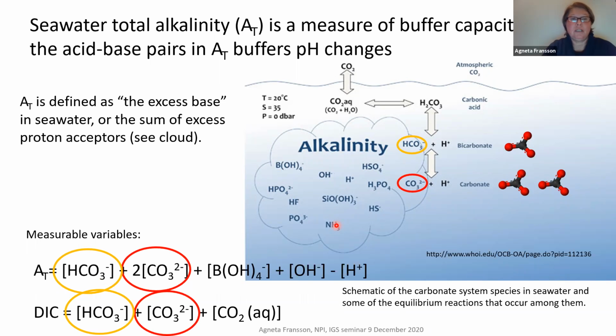We can actually measure the alkalinity. As I said, it consists of bicarbonate and carbonate, and also borohydroxide, hydroxide and all these others, which are minor, but they are also calculated. The total dissolved inorganic carbon we can also measure, and that also consists of bicarbonate, carbonate, and also CO2. So they are slightly different, and these two variables are very important when you look into pH, how it changes, and the carbonate chemistry.